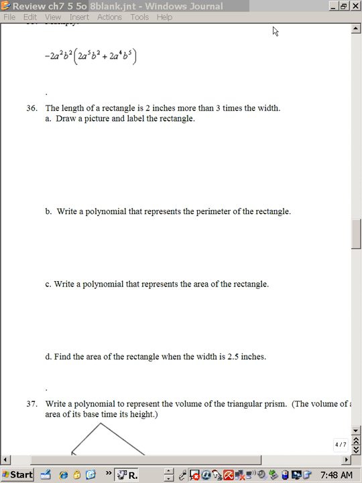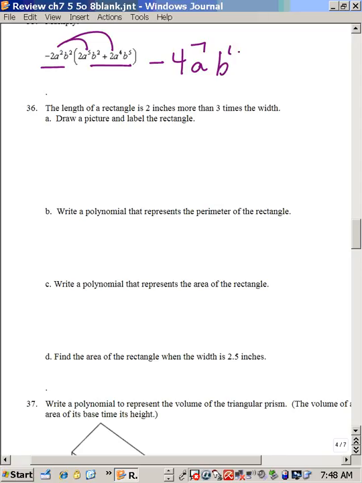On number 35, I have a monomial multiplied by a binomial, which means I need to distribute. Multiply coefficients, add the exponents. Negative 4a to the seventh, b to the fourth, minus 4a to the sixth, b to the 11th. Okay, now if you look at those, you cannot add those together because the exponents are not exactly the same.